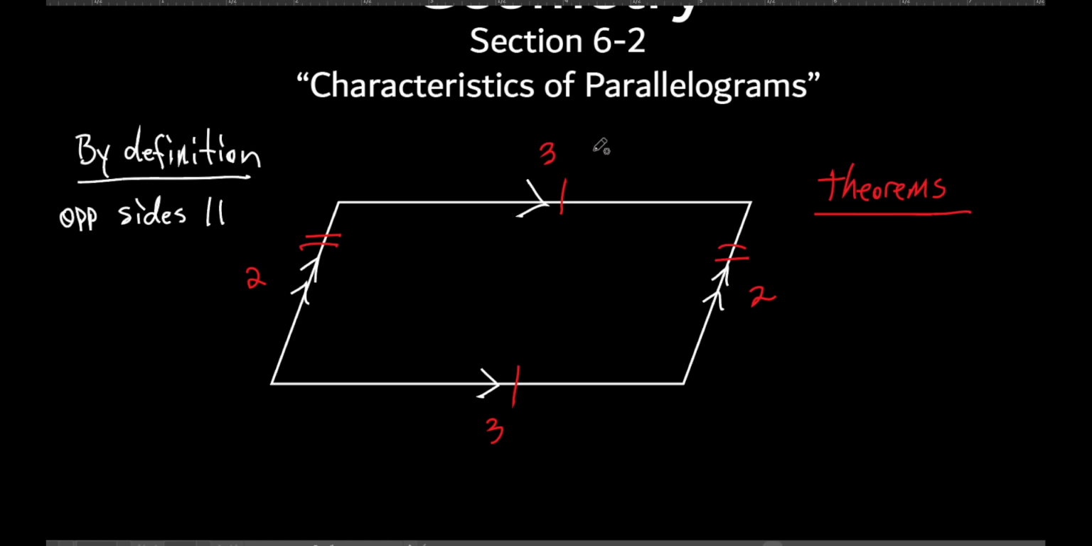What do you think I'll probably do, though? I might tell you that side right there is 3x minus 5, and I might tell you this one is 2x plus 1 or something like that. What would you do if I gave you something like that? You'd set them equal to each other. That's right. Everybody see that? That's the kind of stuff that I would give you on a quiz or a test.